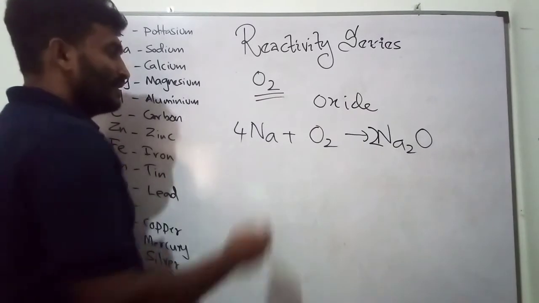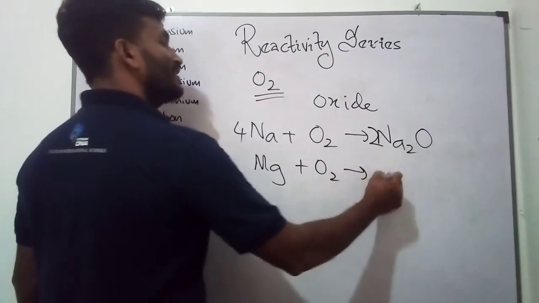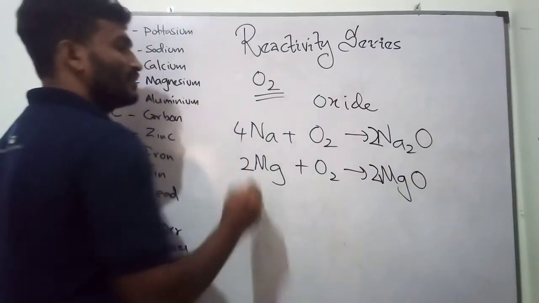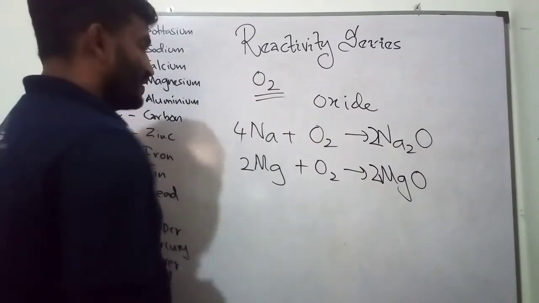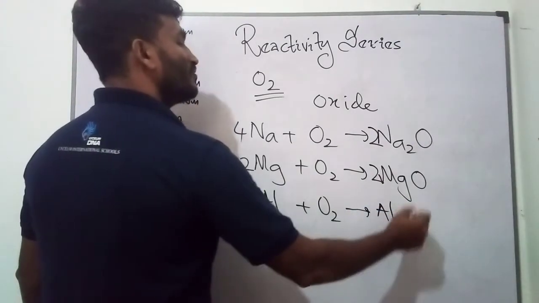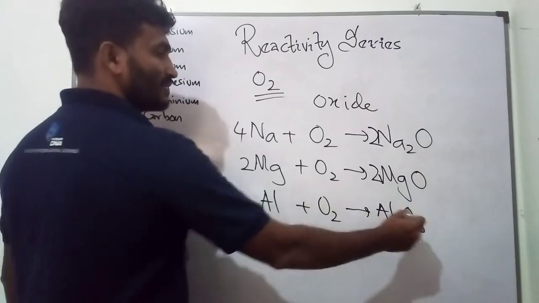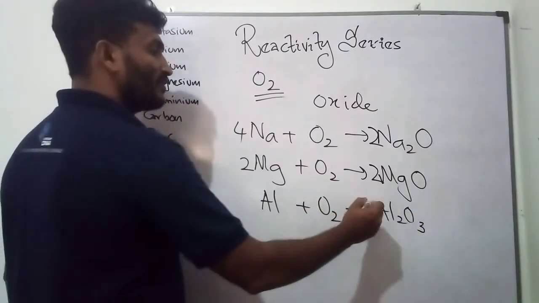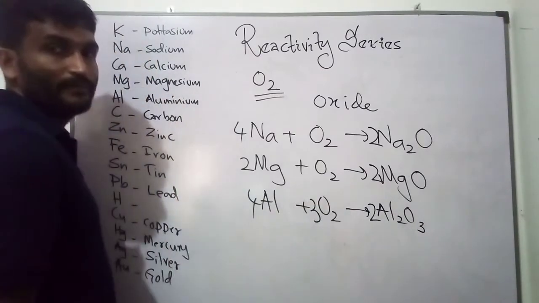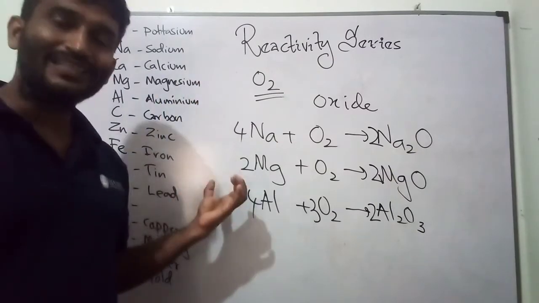Another one, magnesium. Magnesium with oxygen forms MgO. To balance this, I can put 2 here and 2 here. If it is aluminium, you all know aluminium's valence is 3, so the formula is Al2O3. To balance 3 oxygen and 2 oxygen, both will become 6 oxygen, so altogether we have 4 aluminium. Like that, these metals always tend to react with oxygen and form oxides.